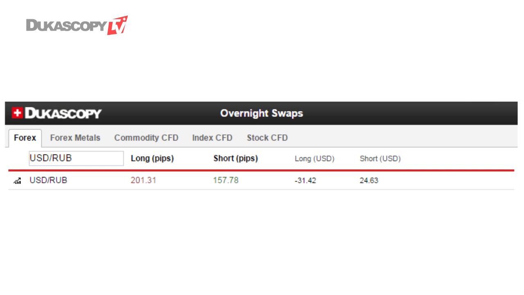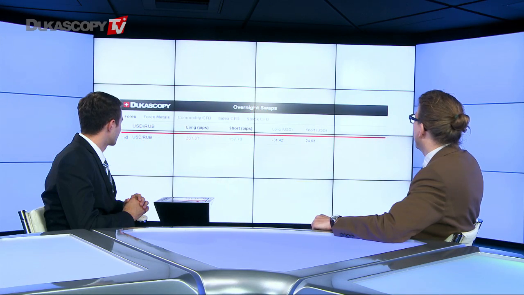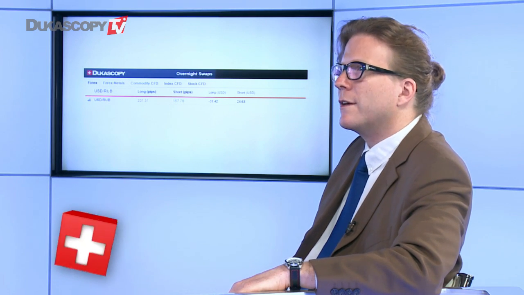And this is, I would say, my favorite. It's the US dollar ruble. If you go long in this pair, you pay quite a lot, 31.42 US dollars, and you get 24.63 on the specific amount. I think it's 100,000 US dollar traded money, and it's quite beneficial if you just go short on this pair. So this is one of my favorites.